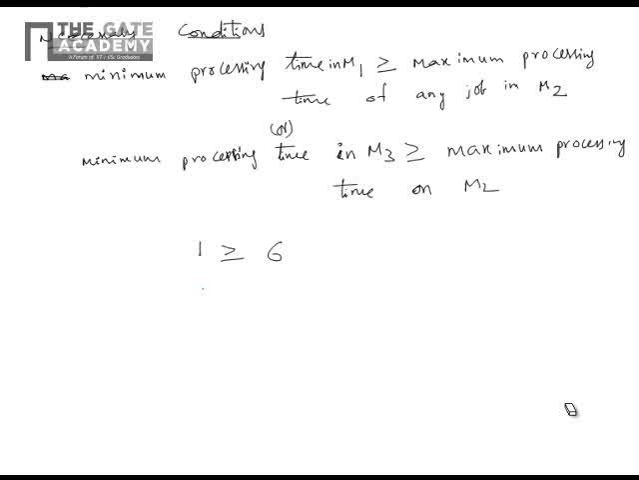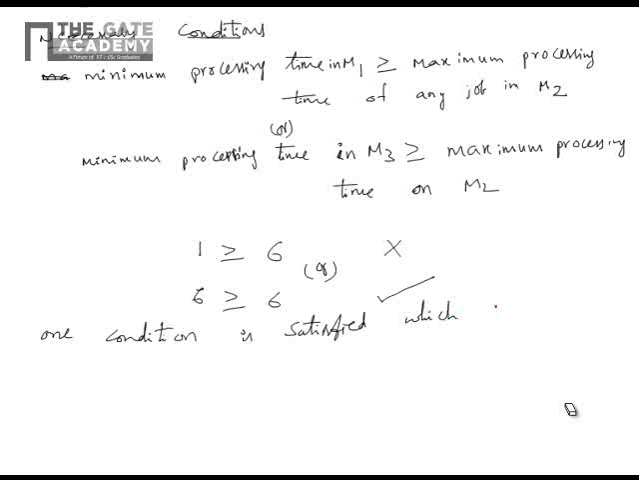Another one here is 6 greater than or equal to 6. So one out of these two conditions has to be satisfied. This is not satisfied, but this is satisfied. So one condition is satisfied, which tells us to go ahead to the next steps.